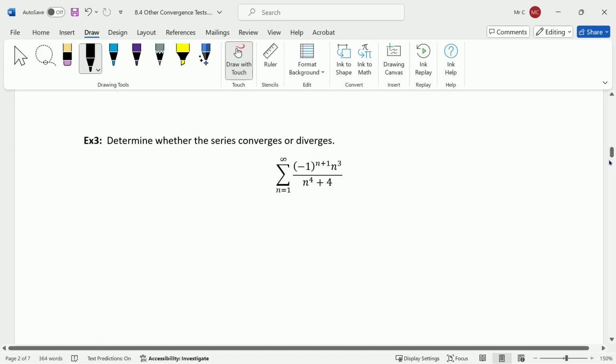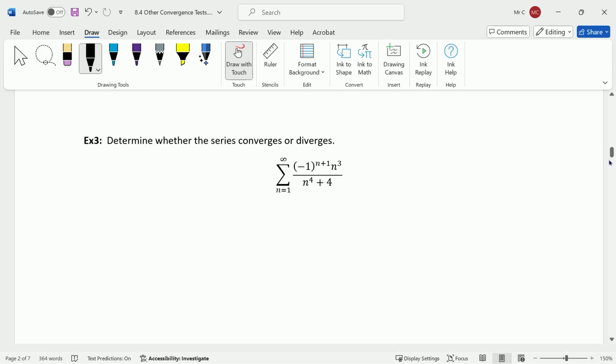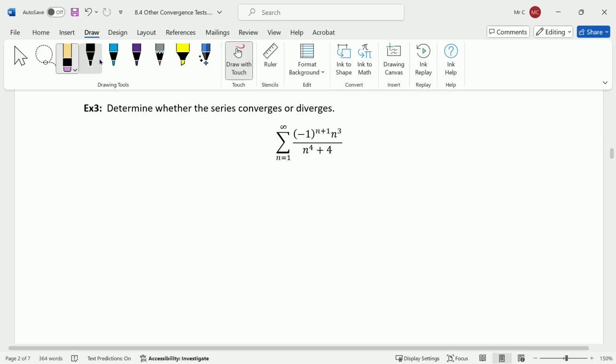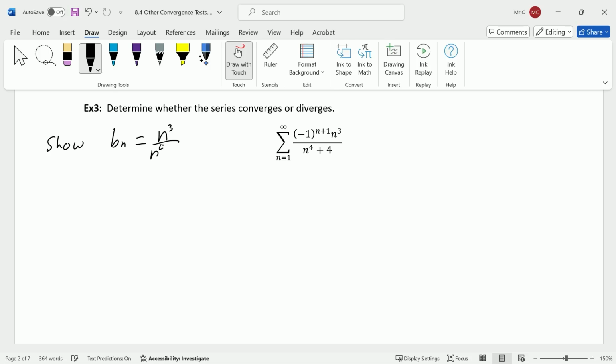Another example, determine whether the series converges or diverges. What we need to show is that b sub n, which is equal to n cubed over n to the 4th plus 4, first thing we need to show is that this is decreasing. And in this case, the algebra will get really messy if we try to compare b sub n and b sub n plus 1. So instead of doing that, what we're going to do is find the related function and try to take the derivative, see if we can make that work.